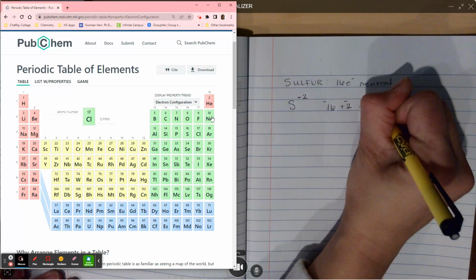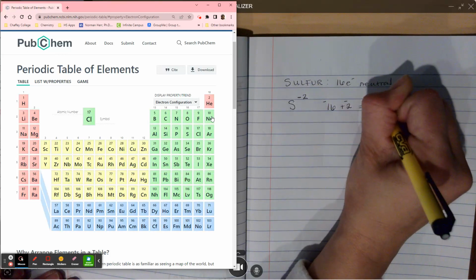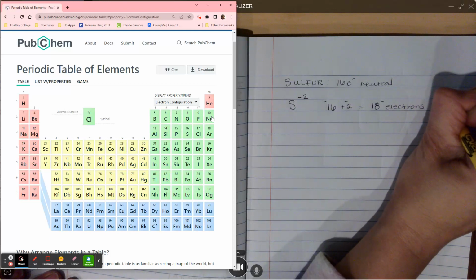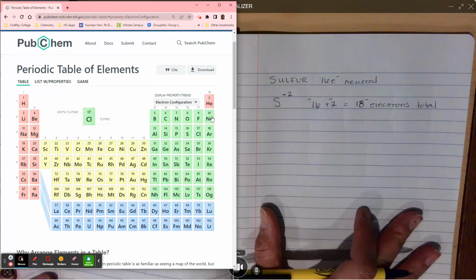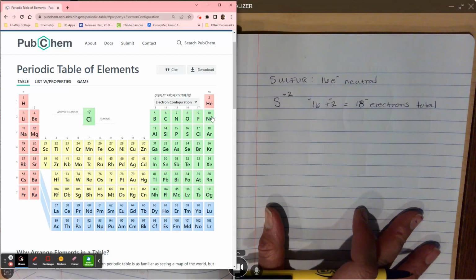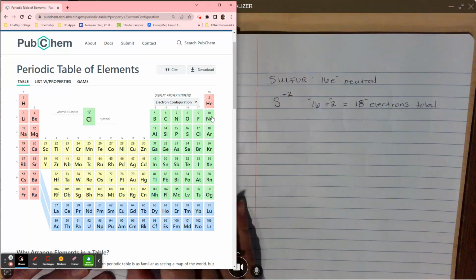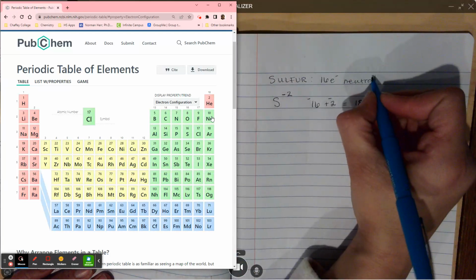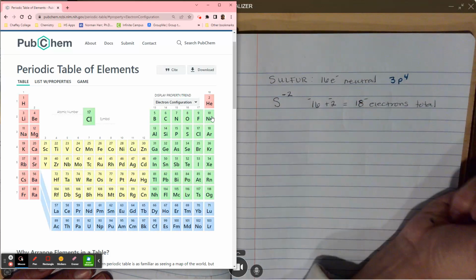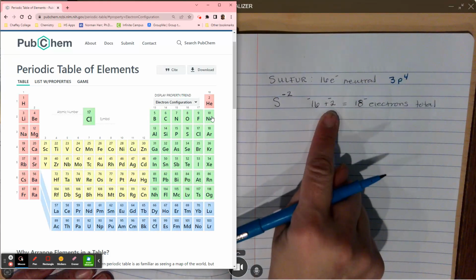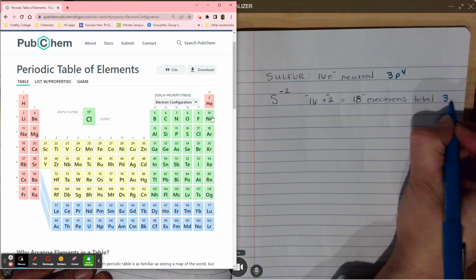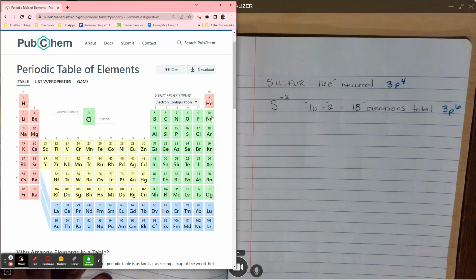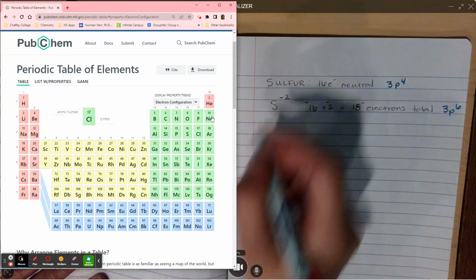Added together is still a negative. We get 18 electrons total. Okay, so now we're going to do the configurations for sulfur with a -2 charge. A couple things to note: our original location for sulfur neutral was 3p4. Now we have added 2 electrons, so we're going to end at 3p6.